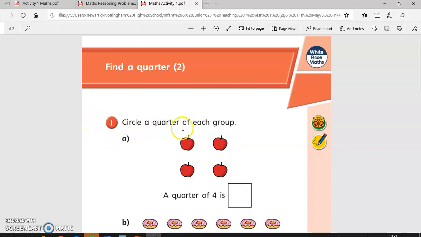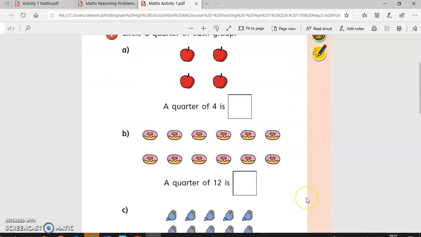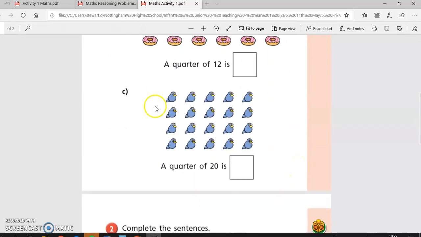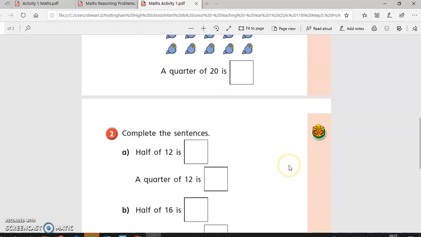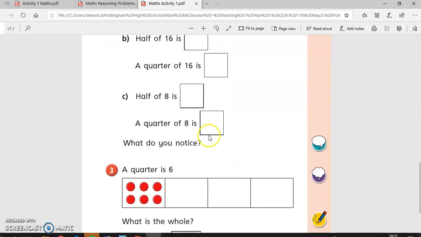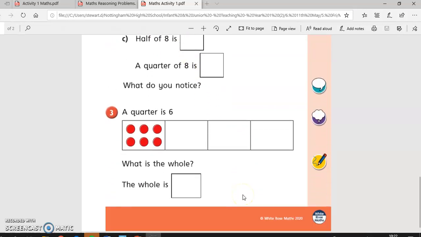So it says circle 1/4 of each group. 1/4 of 4 is something. And you've got to use the pictures to say 1/4 of 12 is, 1/4 of 20 is. And then some sentences to complete. I'd use some small pieces or counters or Lego for some of these, so you can actually have them laid out and put them into halves and quarters. 1/2 of 12 is something, 1/4 of 12 is something, and repeat for 16 and for 8. And see if you see any patterns.